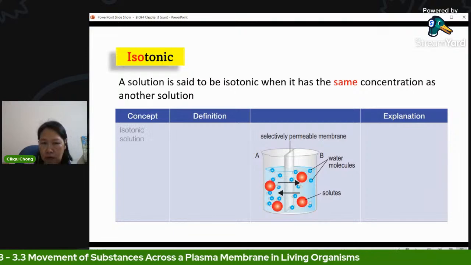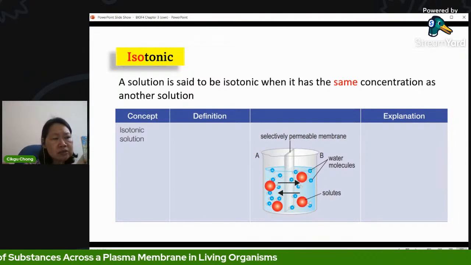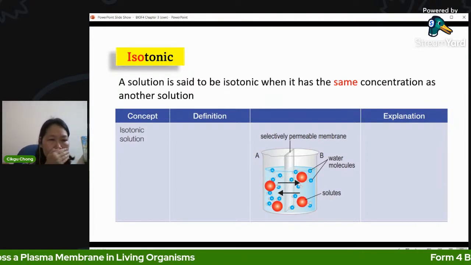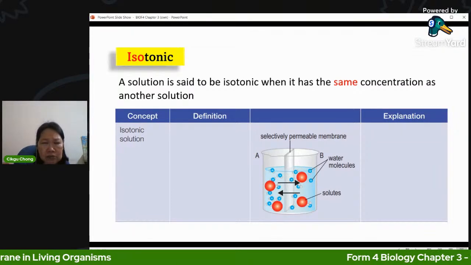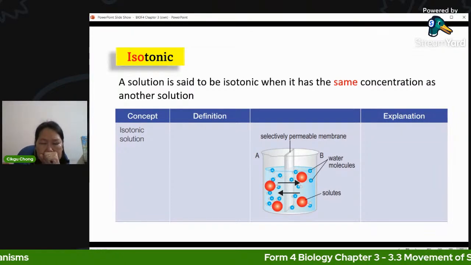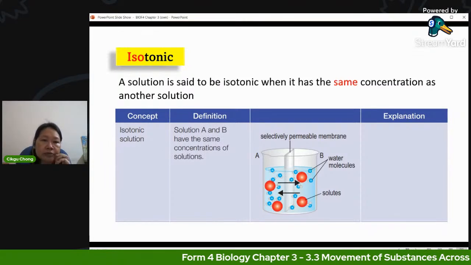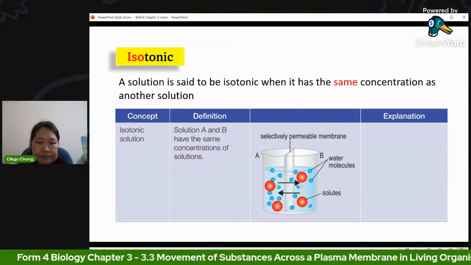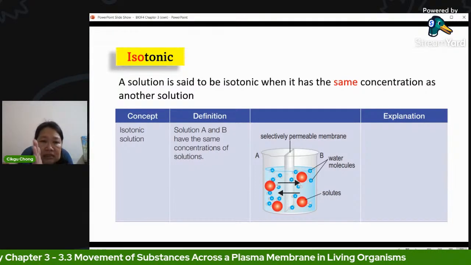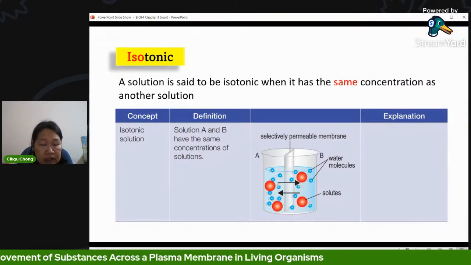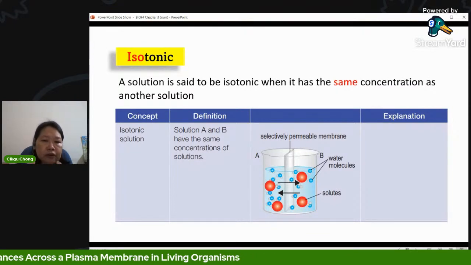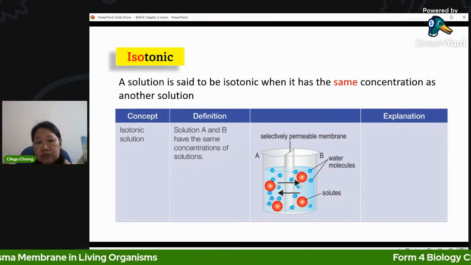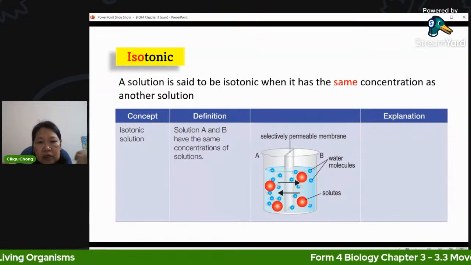Okay. So the concept here is isotonic solution. Now, if both solution A and B are separated by a selectively permeable membrane in the middle, you find that both solutions have the same concentration of solute. So how do you know?